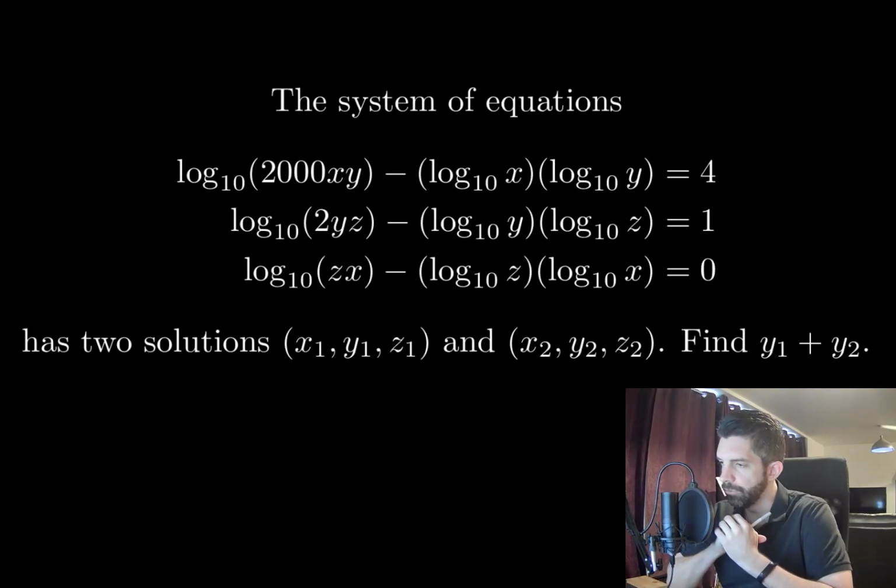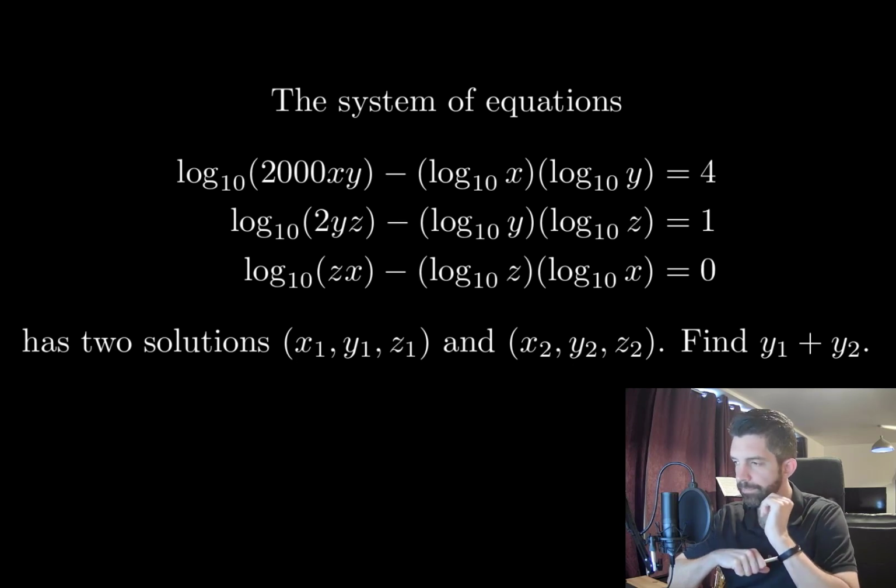The system of equations log of 2000xy minus log x times log y equals 4, log of 2yz minus log y log z equals 1, and log of zx minus log z log x equals 0 has two solutions, x1, y1, z1 and x2, y2, z2. Find y1 plus y2. Interesting. So all the logarithms are base 10. Good thing to get out of the way right away.